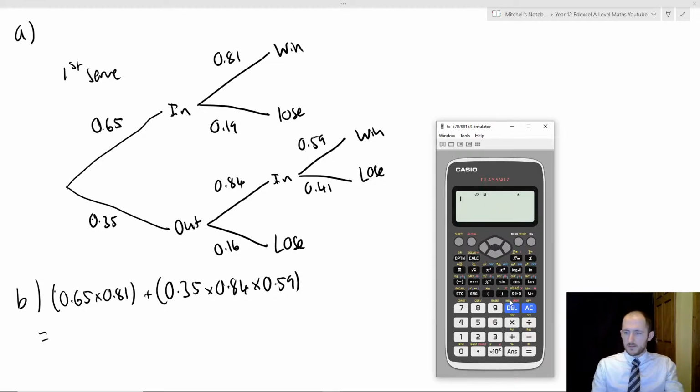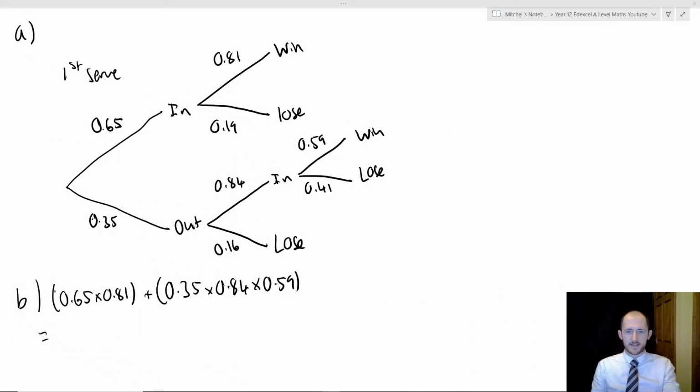So I want to put the brackets as well: 0.65 multiplied by 0.81 plus 0.35 multiplied by 0.84 multiplied by 0.59. That's 0.699996. I'm going to write it out exactly, because otherwise it's going to look a bit odd. Like that. Okay, so hopefully that makes sense.